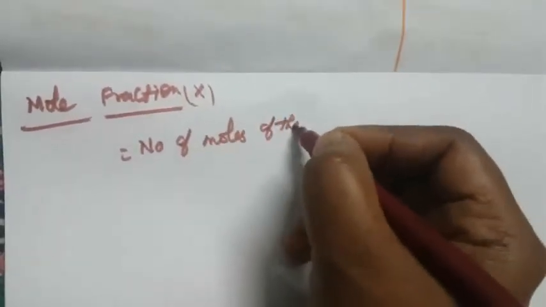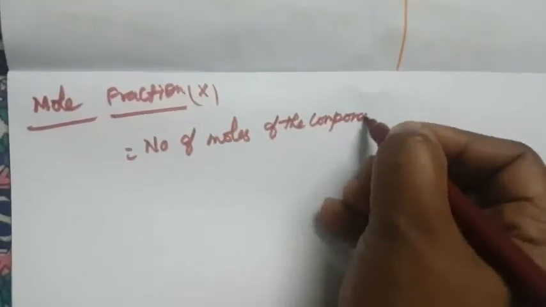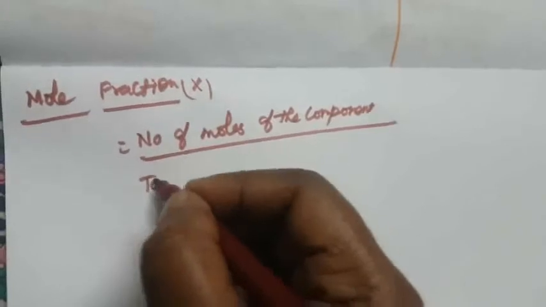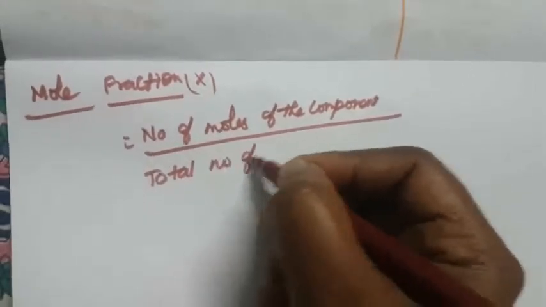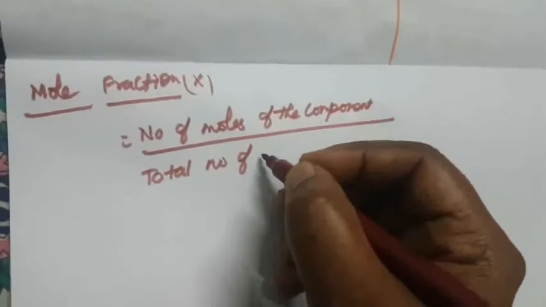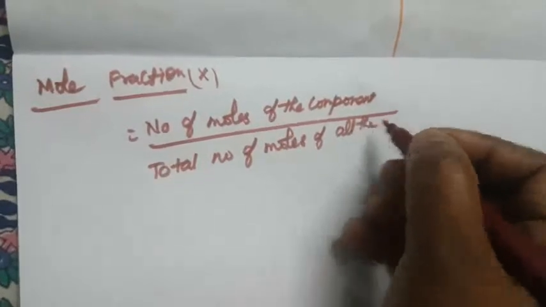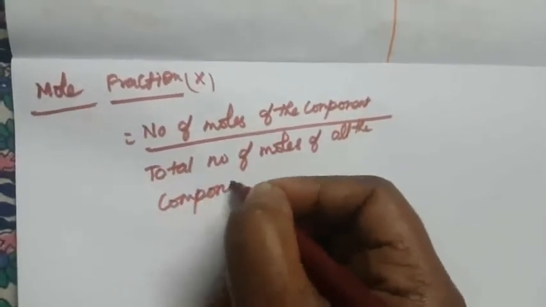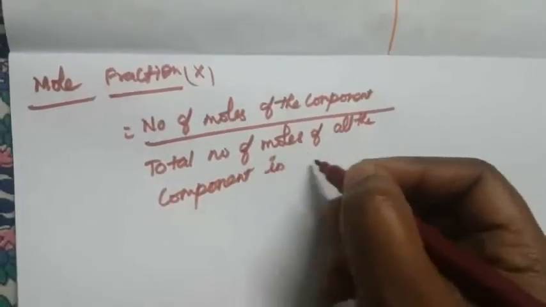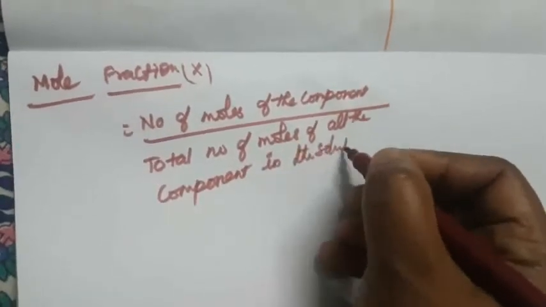What is meant by mole fraction? Mole fraction, say for example X, is the number of moles of the component divided by the total number of moles of all the components present in the solution. So what is the meaning of that?